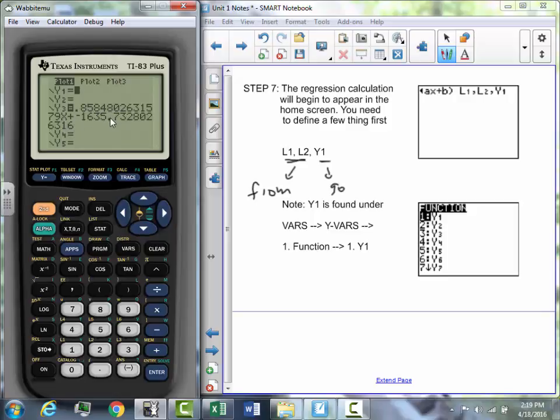Or for you guys, in y1 or y2, whichever one you picked. Hey, it worked. Who has a different calculator? You do. Okay, so maybe I'll just troubleshoot yours individually. So yours already gives you L1, L2 there for you.